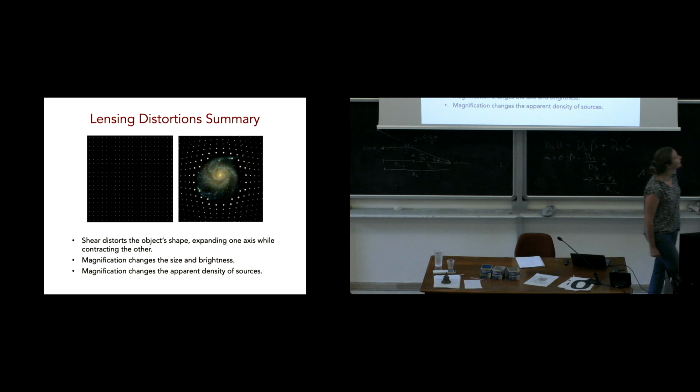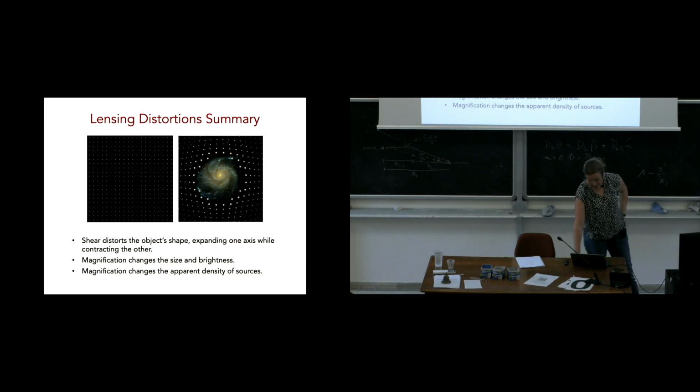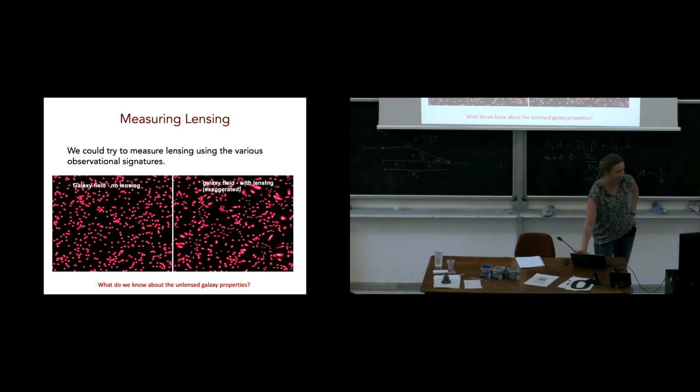In one picture, let's start out with a uniform grid of circular background sources and put in a massive deflector. All these sources then appear pushed outward away from the lens. Close to it, you can clearly see how they get larger and brighter. That's magnification. You can weakly see maybe that they also are aligned tangentially. And obviously, the apparent density of sources changes. In principle, one could use all these different effects to measure weak lensing. But let's just say we have a galaxy field without lensing and a galaxy field with lensing strongly exaggerated.